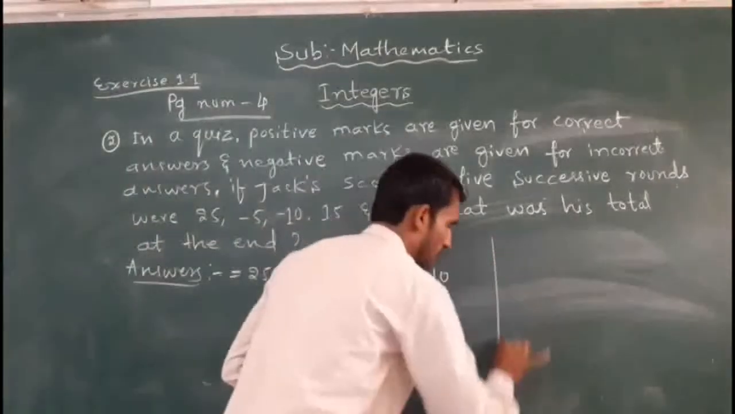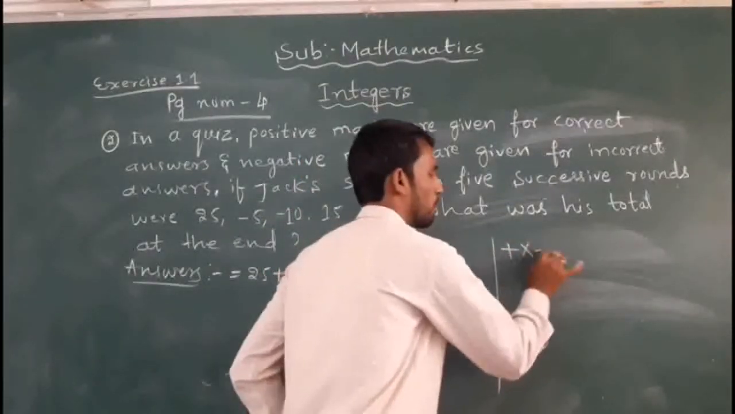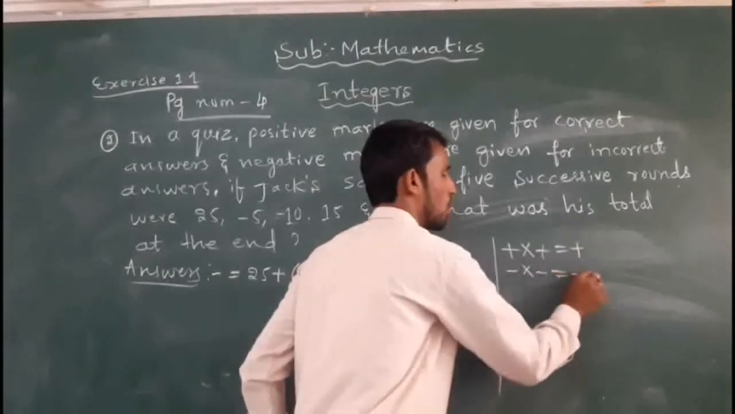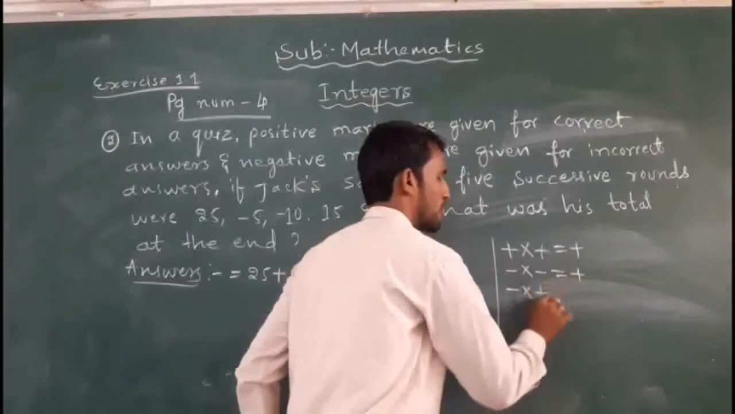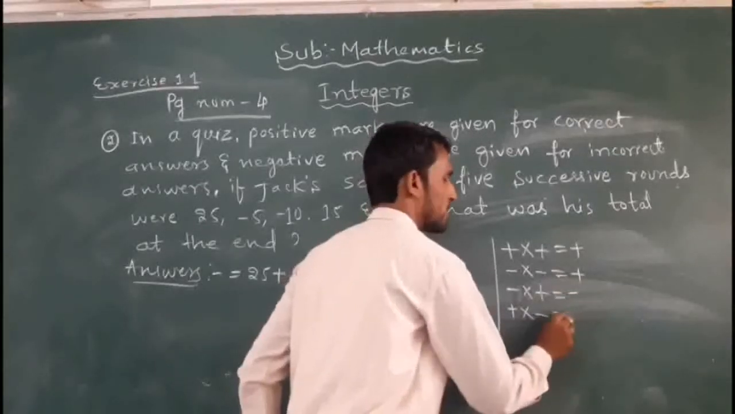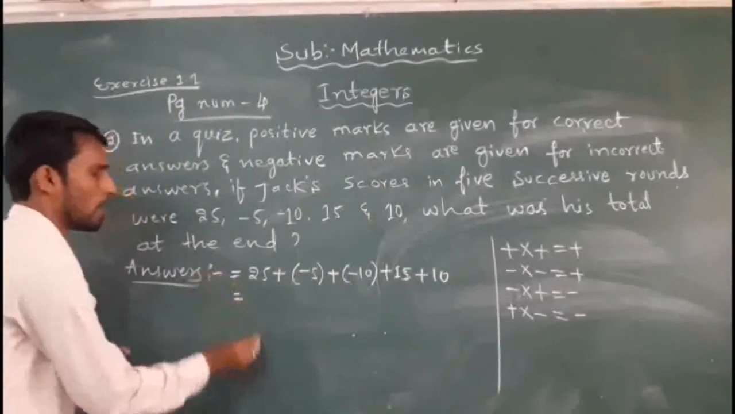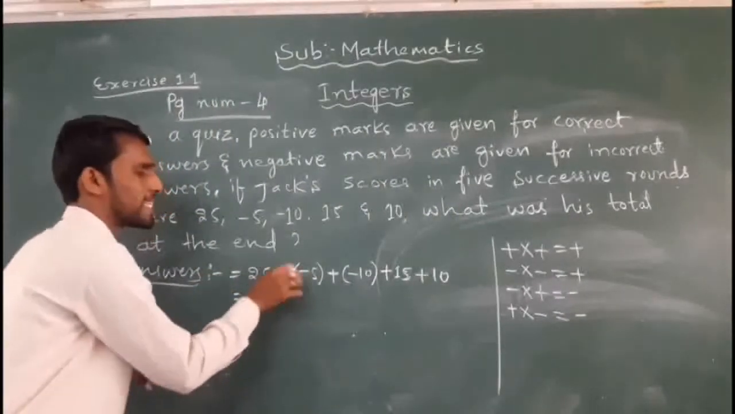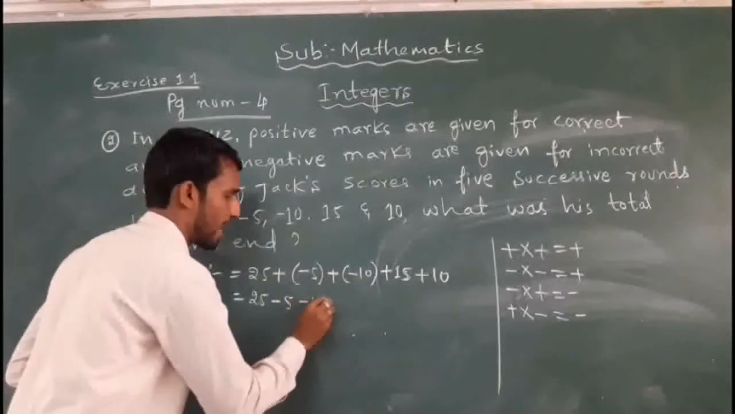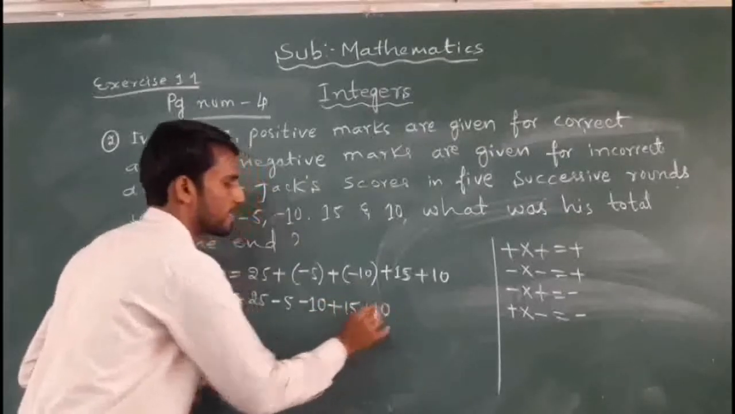See, before that we have to understand this sign multiplication. Plus into plus is equal to plus, minus into minus is equal to plus, minus into plus is equal to minus, plus into minus is equal to minus. See here, next step, 25 plus into minus, minus 5, plus into minus, minus 10, plus 15 plus 10.